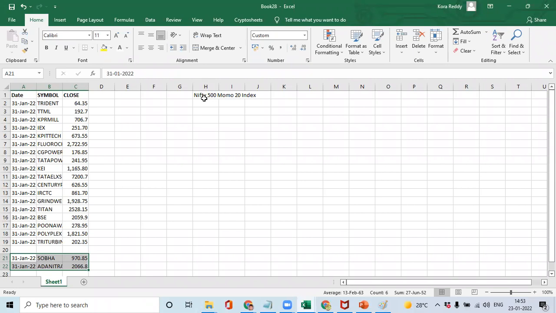Right, so that's it. You have constructed a momentum index of your own, or a screener of momentum stocks, exactly like the way NSE does.